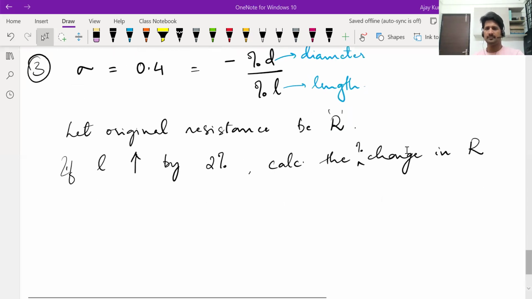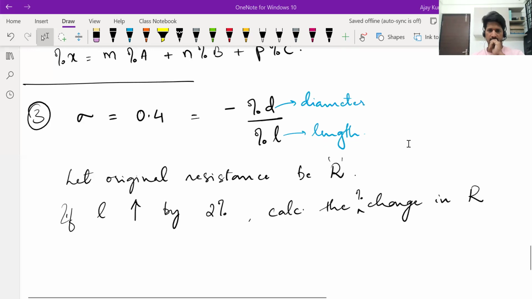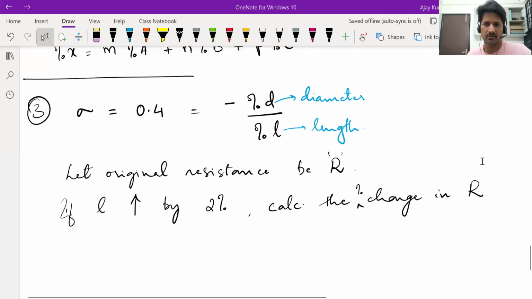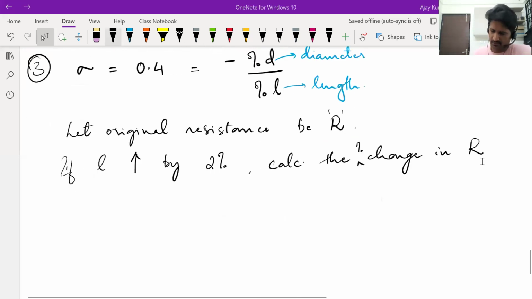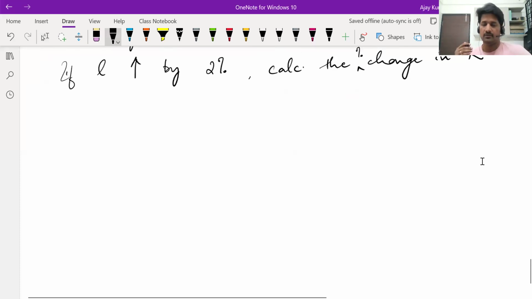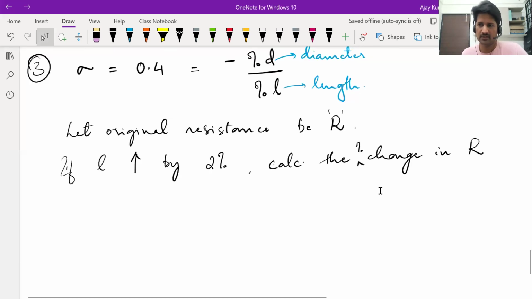Any answer, anyone? Length increases by 2%. You have to calculate the percentage change in resistance. Okay, listen, this is actually a little difficult only. If you are not comfortable with percentage changes, you can't solve it that easily. First of all, in this question, they have mentioned the change in length and they are asking you the change in resistance. So first think of how resistance depends on length.